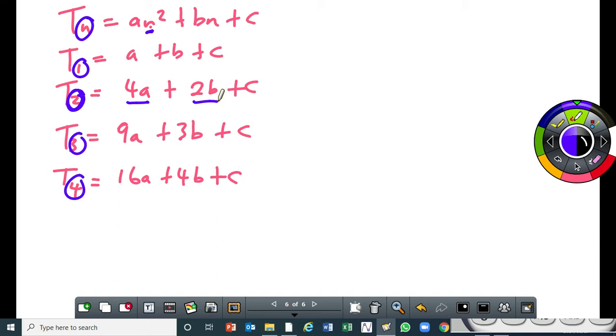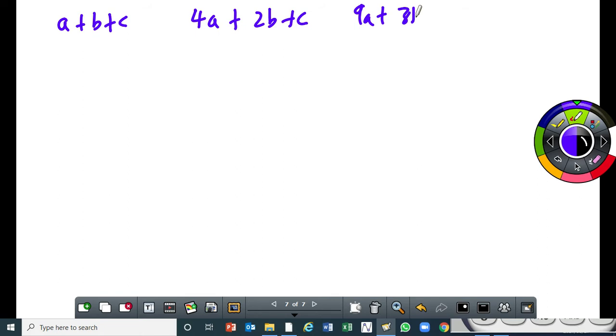Right? So let me go to the next stage now. Now be aware of this, that this is a quadratic pattern. So we have our first term is A plus B plus C. The second term is going to be 4A plus 2B plus C. The third term, remember we said it's 9A plus 3B plus C. Right, the fourth term we said is 16A plus 4B plus C.